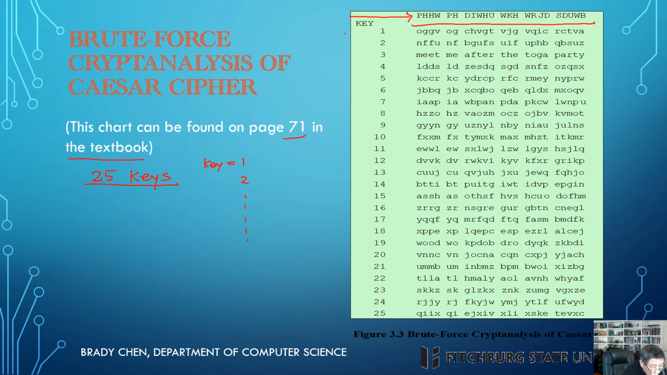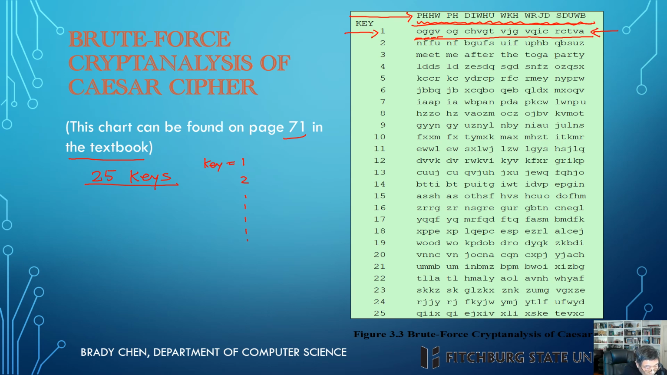When we do key equals 1, we shift each of the characters in the ciphertext to the left one position. Because this is decryption, we don't shift to the right, but shift to the left one position. So P will be replaced by O, which is one position to the left. H will be replaced by G, and W will be replaced with V. With key equals 1, that's the message we got.